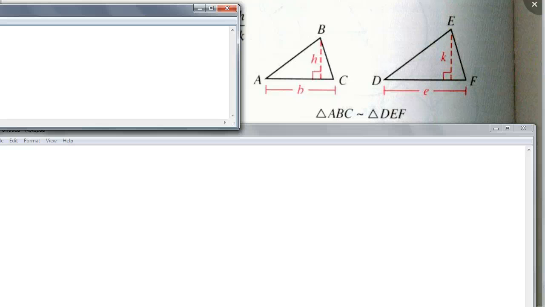Jordan, what is the area of the triangle ABC? 1/2. 1/2 times BH. Exactly right. What about the other triangle? Joshua? Over here, yeah.